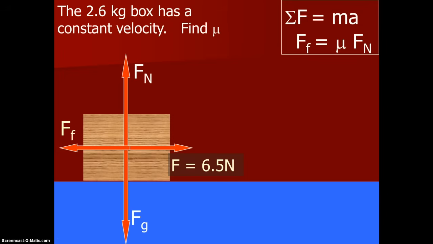What is the friction force equal to? Let's think about that for a second. If the box is moving with a constant velocity, remember the most important question for us to ask ourselves is: is the box speeding up, slowing down, or is it staying the same speed? Well, in this case, it's staying the same speed. So all the forces must be balanced. Therefore, the force of friction must be equal to 6.5 newtons.